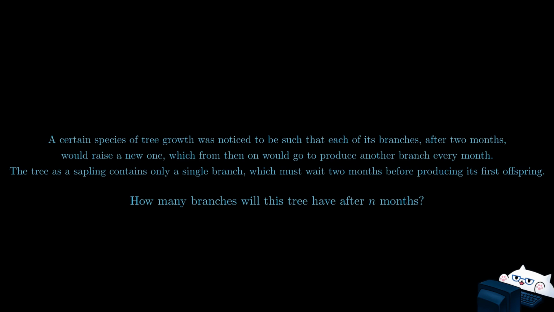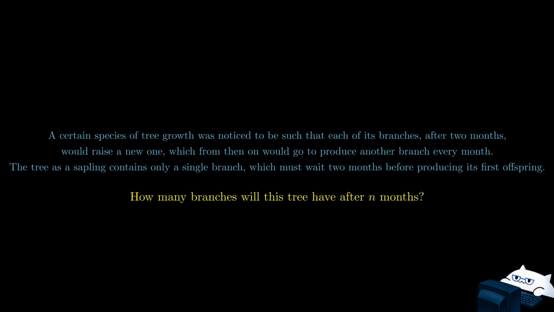Well, from the problem statement, we already have that our a0 should be 1, since at t equals 0, i.e., at the initial time, we only have one branch. From this, we can define a sequence fitting our conditions. Since the sapling must wait 2 months before producing another branch, we have that our a1 should also be 1. That is, at month 1 we still only have one branch.